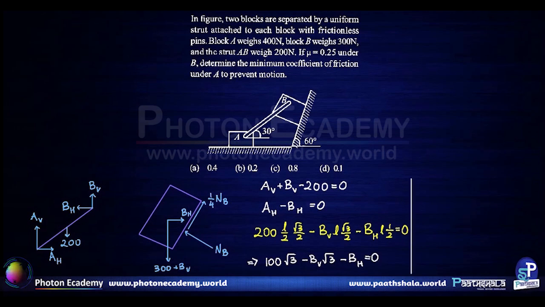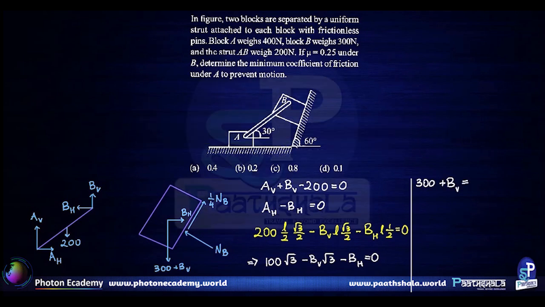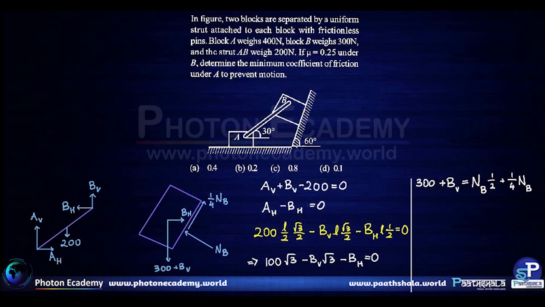Now moving on to block B. Let us set the net force in the vertical direction on block B to be equal to 0. So that would be 300 plus BV would be equal to NB into cos 60 degrees, which is 1 by 2, plus 1 by 4 NB into sin 60 degrees, which is root 3 by 2.